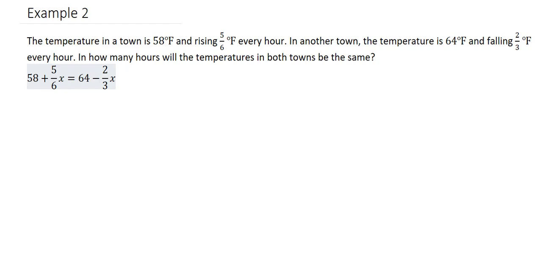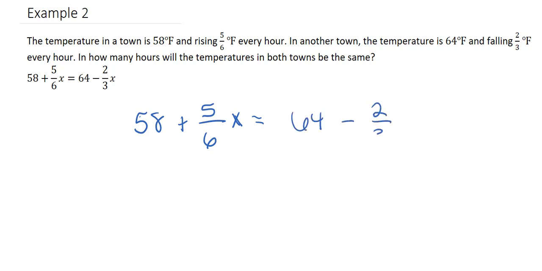So example 2. The temperature in a town is 58 degrees and rising 5/6 degrees Fahrenheit every hour. In another town, the temperature is 64 degrees, falling 2/3 degrees Fahrenheit every hour. In how many hours will the temperatures in both towns be the same? Let's rewrite this. We have 58 plus 5 over 6x, which is equal to 64 minus 2/3 x.